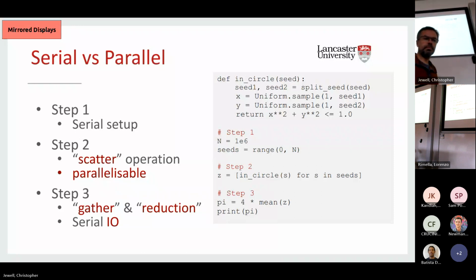So that's our example. We've got two serial steps here, at least notionally: our setup step and our gather, reduce, print step, and then we've got our parallelizable step somewhere in the middle.